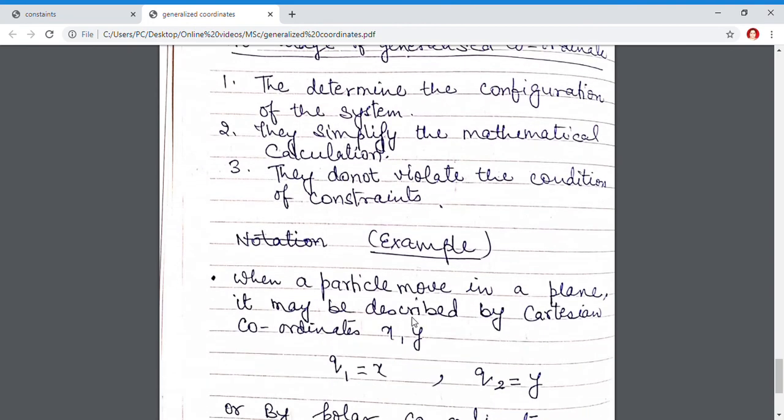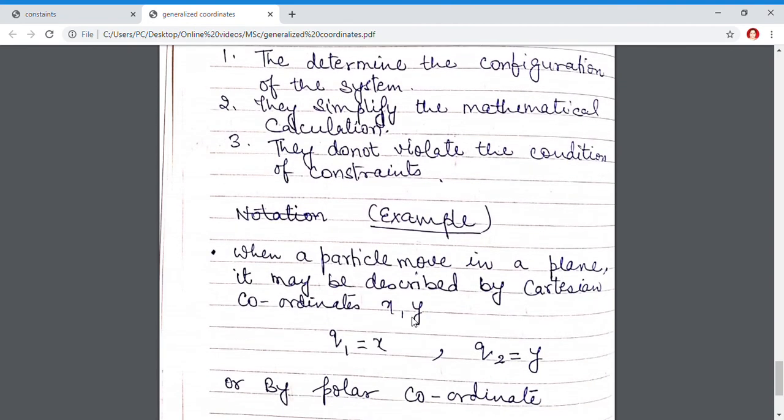Now I am taking the example of these generalized coordinates. For example, I am considering a particle which is moving in an xy plane. Since two coordinates are needed in Cartesian coordinates to describe its position, there will be two generalized coordinates. As I have already stated, generalized coordinates are denoted by letter q. So q1 will be equal to x and q2 will be equal to y.